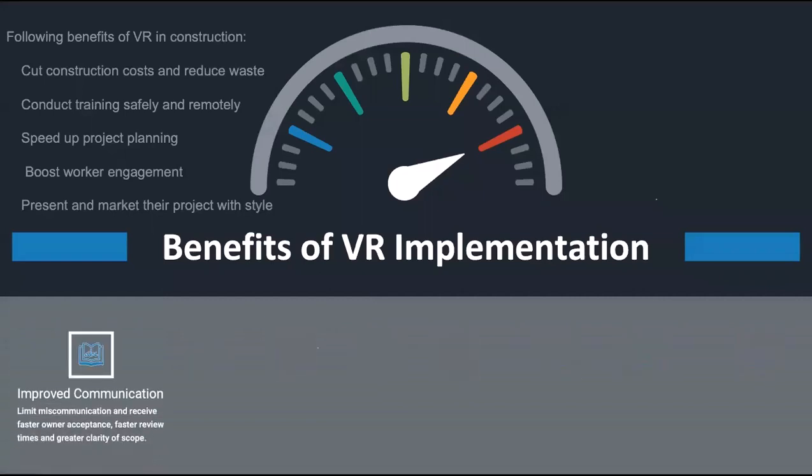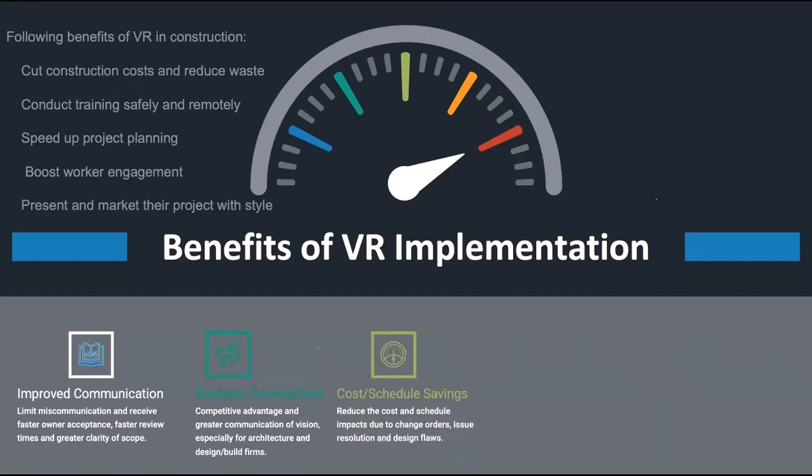We have improved communication. There is a lot of conflict once we develop any project, like this is not what the owner or the client wants. But you are going to show them the future. Then there's business development, greater communication of vision. For design, we can have cost and schedule savings, because there will be far fewer change orders from design flaws. Public outreach, so you can communicate your vision more effectively to community stakeholders.